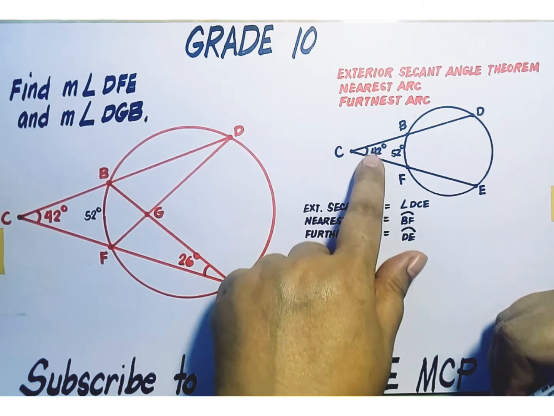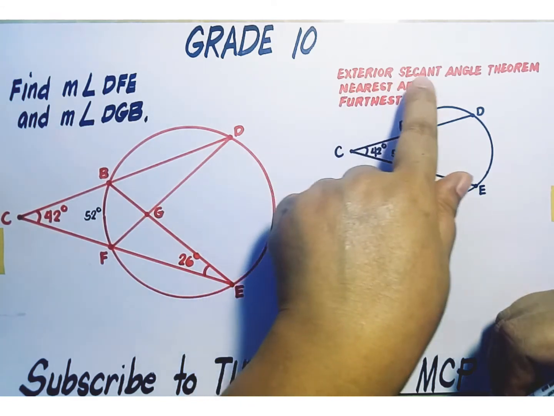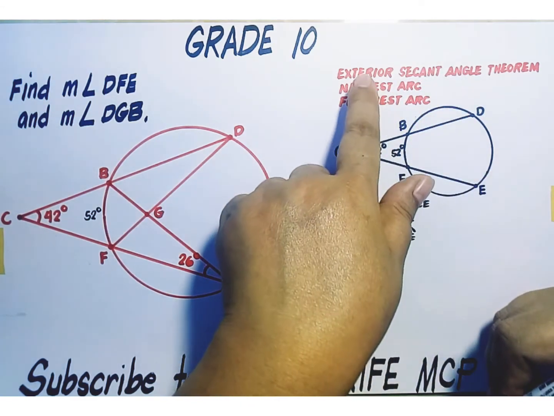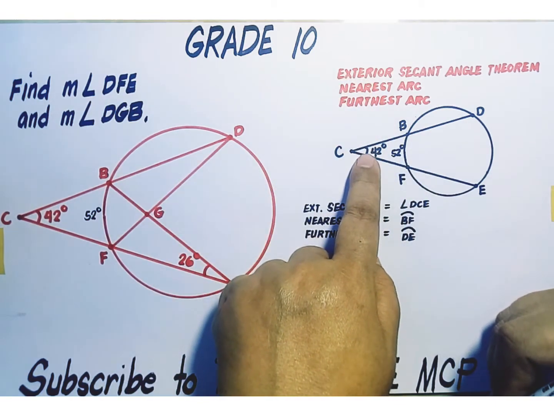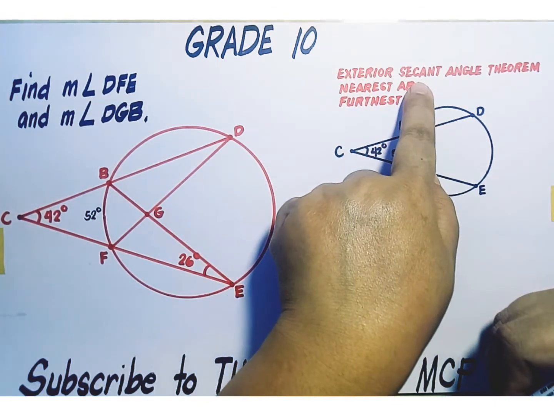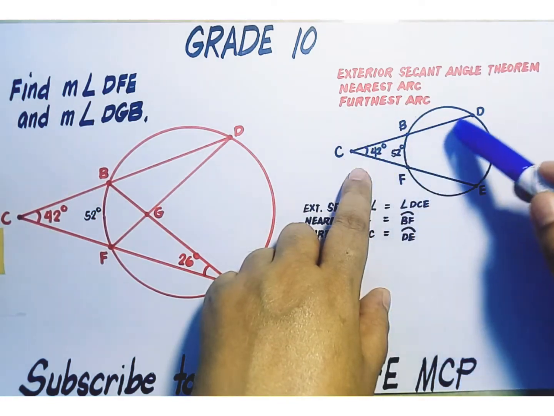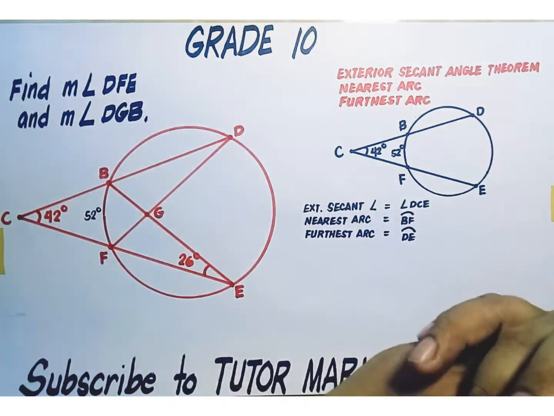The special name for this angle is exterior secant angle. Exterior, because it is formed outside the circle. Secant, because its sides are secants of the circle.